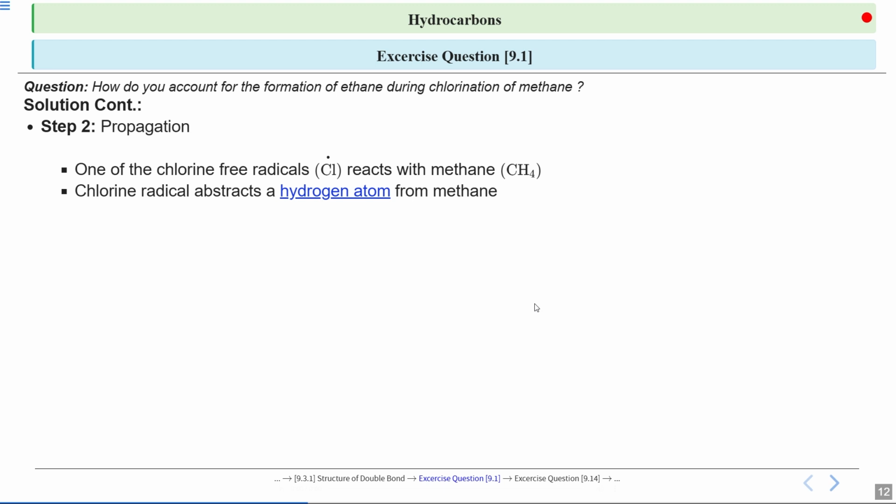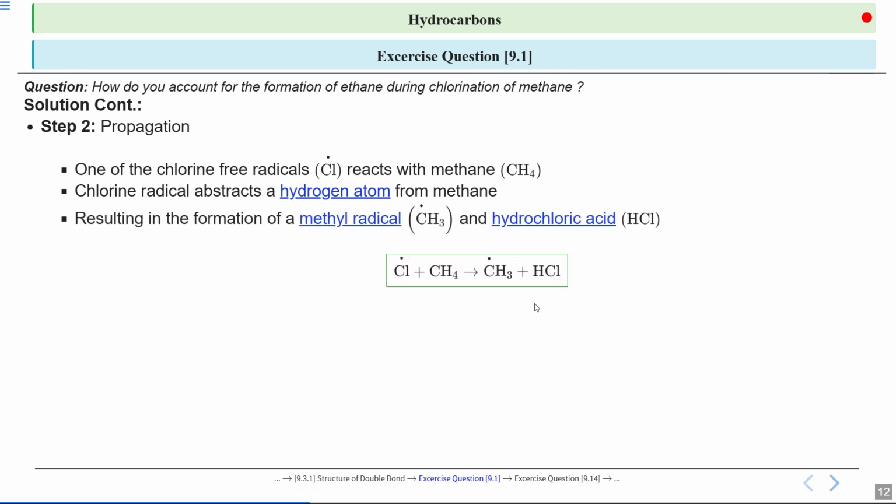Think of it like pulling out a block from a Jenga tower. Okay, so you must have heard of this Jenga tower. So you are now pulling a block out of this Jenga tower. Now, as a result, we get a methyl radical and hydrochloric acid. The methyl radical is a new reactive species that will continue the chain. This is a classical example of how one electron leads to another in a chain process.